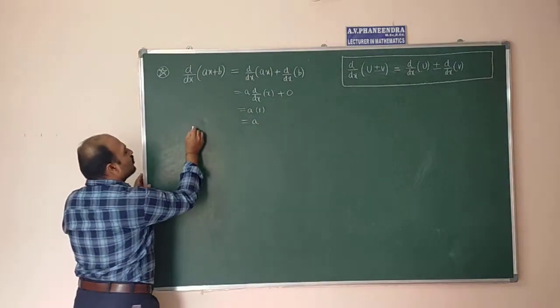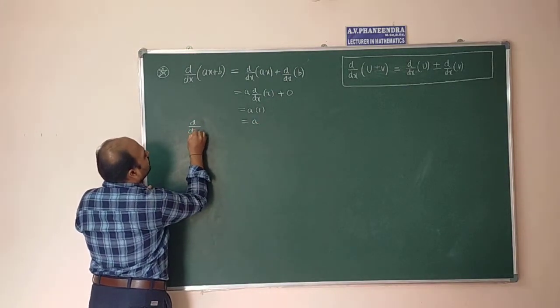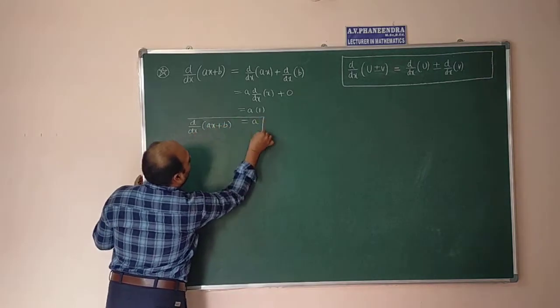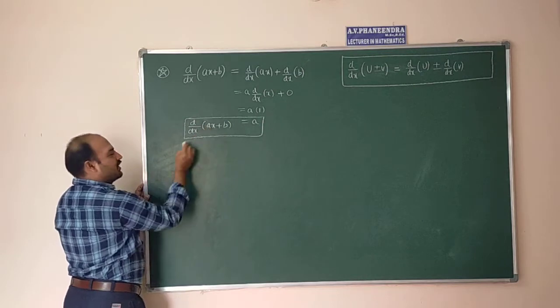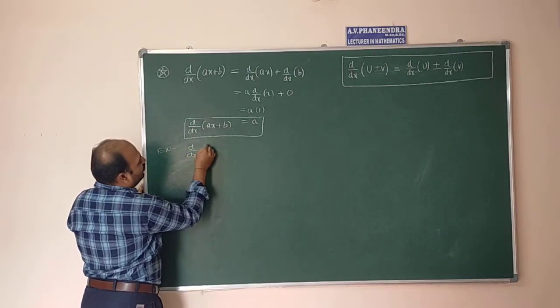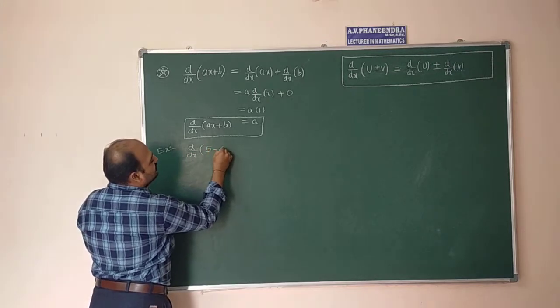Now onwards, you remember as a formula: d by dx of ax plus b is always equal to the x coefficient. For example, d by dx of 5 minus 6x.